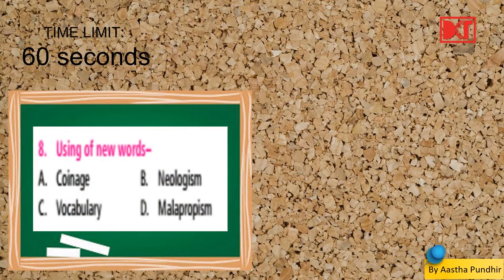Okay, now next we have using of new words: coinage, neologism, vocabulary or malapropism. The using of new words is referred to as neologism. I'm pretty sure this is also neologism to you, using of this new word, neologism. Get it what I did there? So here, neologism refers to the using of new words.